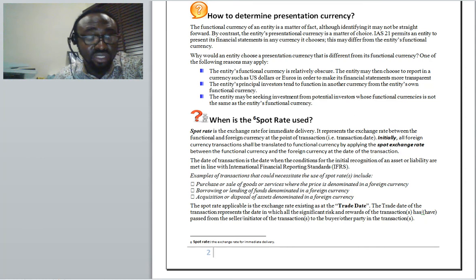The trade date of the transaction represents the date in which all significant risk and reward of the transaction have passed from the seller or the initiator to the buyer, which is the other party to the transaction. This implies that trade date accounting is what is much more supported by the requirement of IAS 21.